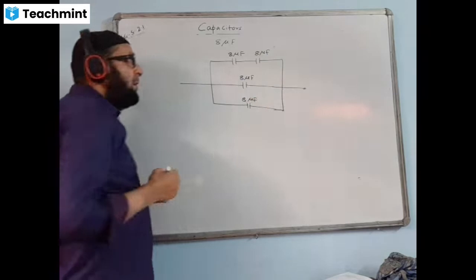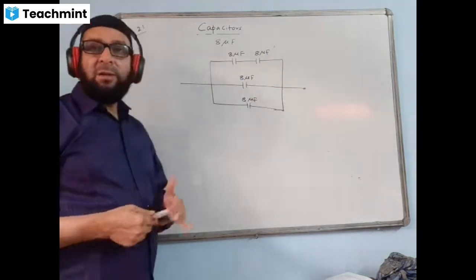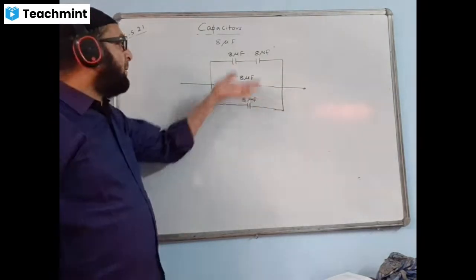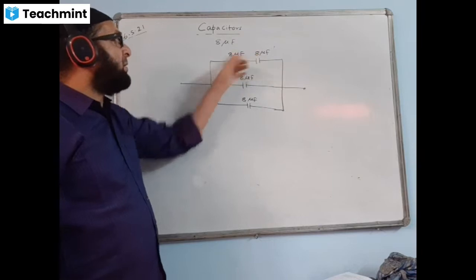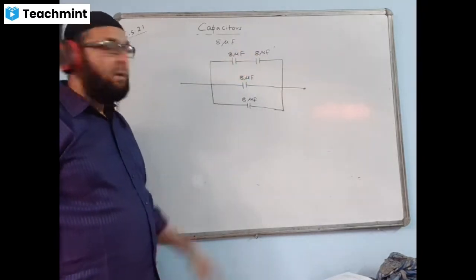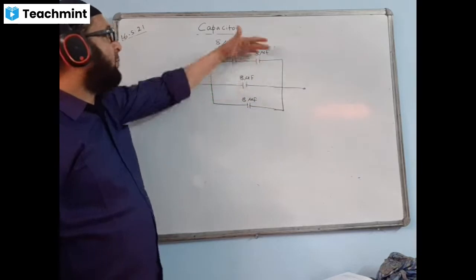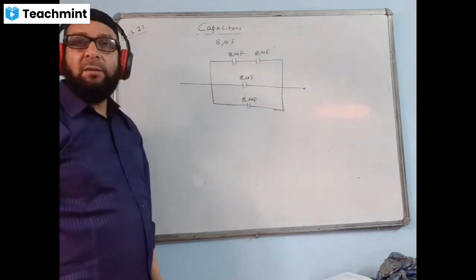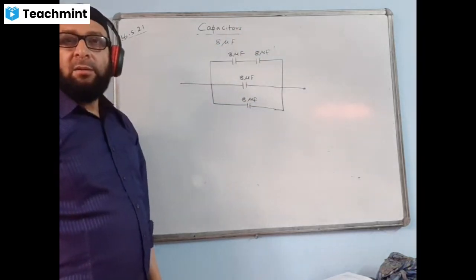Just check. This is 8 plus 8, 16. And these two are in series, no? The answer out here will come 4. So 8 plus 8, 16, plus 4. The answer is 20. So done. Understood?